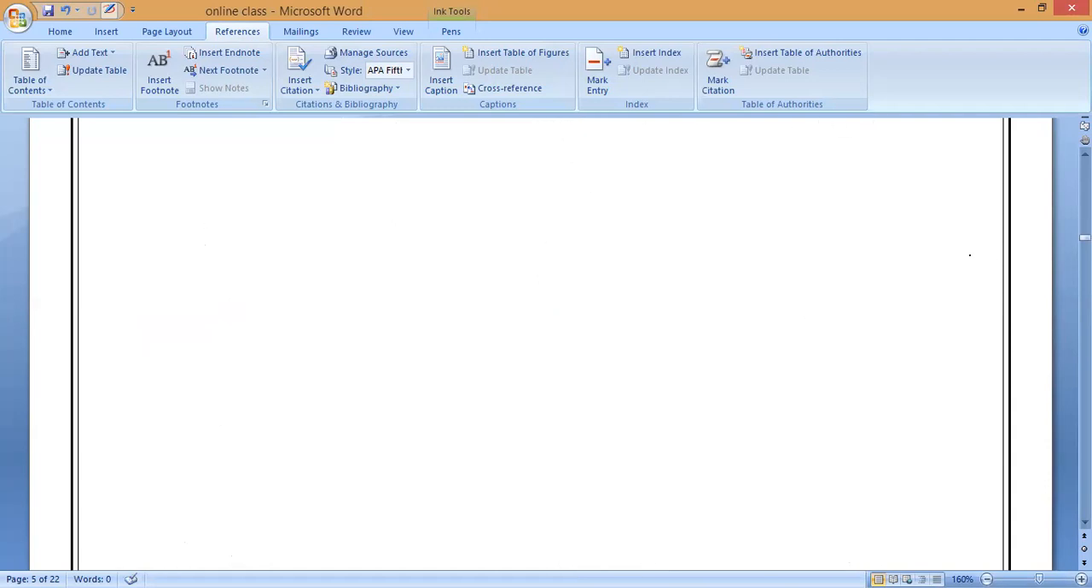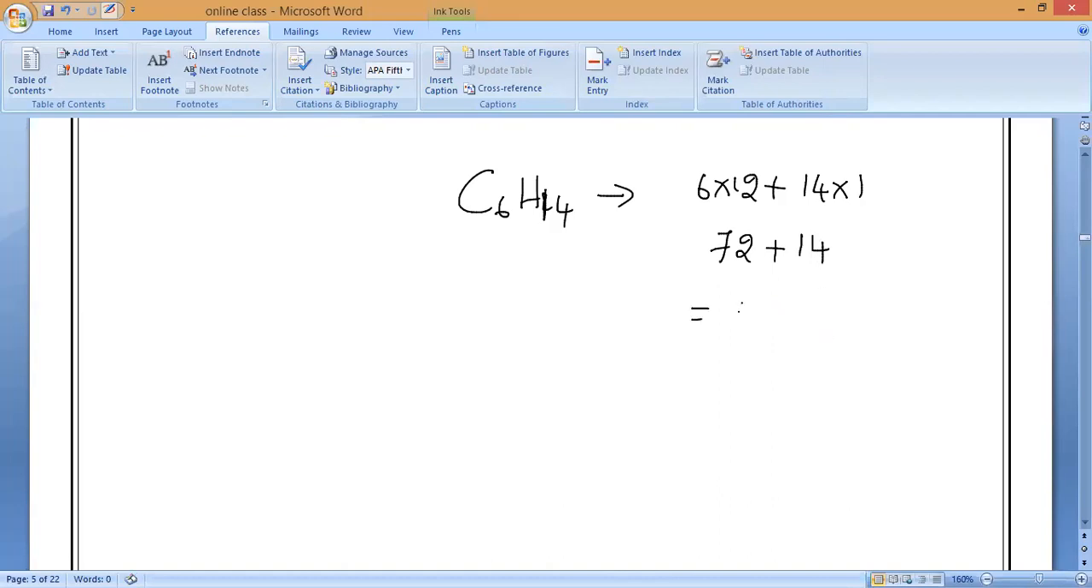If you want, you can check it. Suppose I check C6H14. What is the molecular mass, everybody? 6 into 12 plus 14 into 1. 6 twelves are 72, plus 14 ones are 14, so the total is 86 AMU. Okay. Now C7H16. 7 twelves are how much? 84.